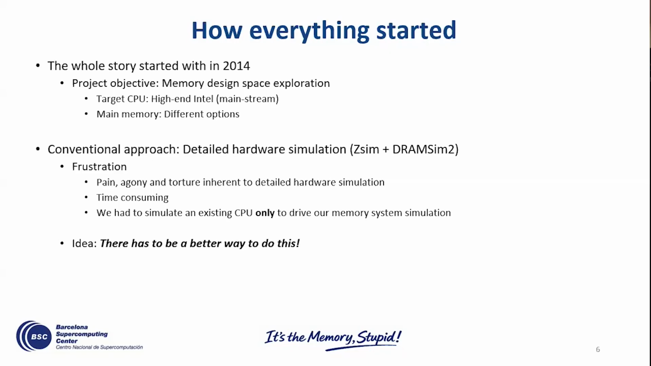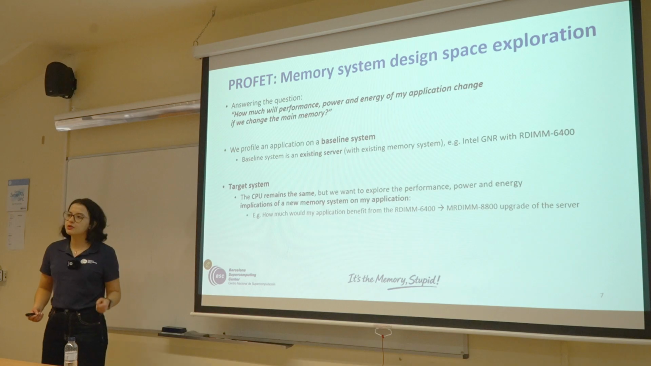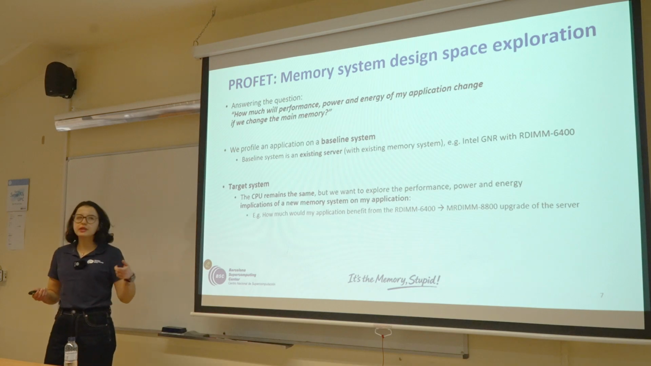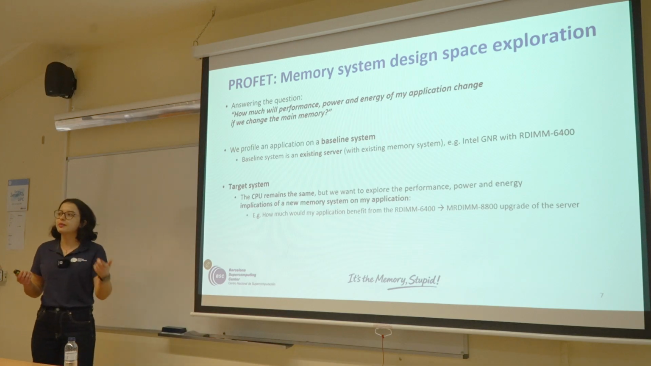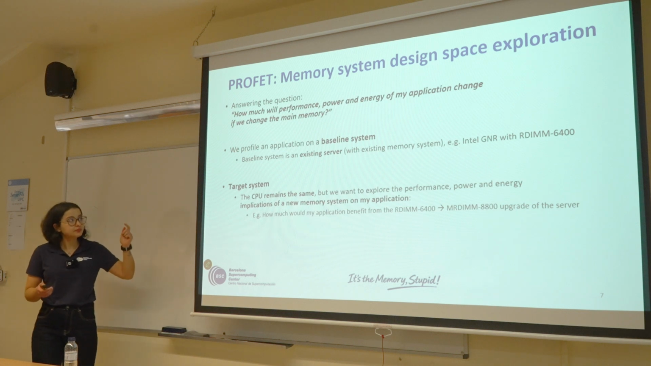So the idea here is maybe we can do this in a different way. Maybe we can have a different approach. And this approach needs to answer the question of how would my performance, energy, and power change if I change the main memory? If in the same CPU I put MRDIMMs in the same slot, how much would my performance change? Would it be worth it to change to MRDIMMs, for example? That's the question we want to answer.